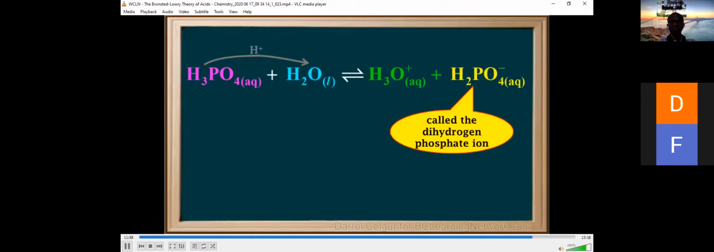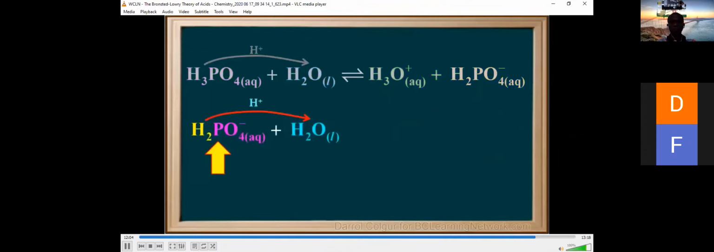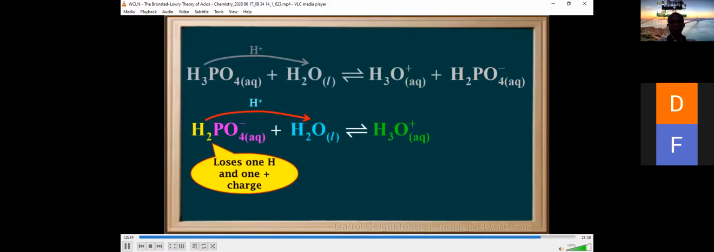H2PO4- is called the dihydrogen phosphate ion. We see it still has 2 protons it can donate. In the second step, the H2PO4- ion loses one of its protons to water. So it produces another hydronium ion. And since this loses 1 H and 1 positive charge, the other product would be HPO4 2-.